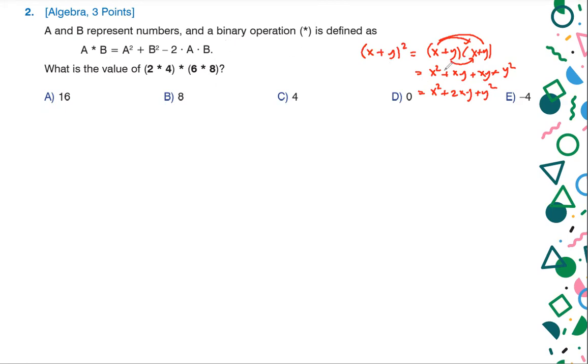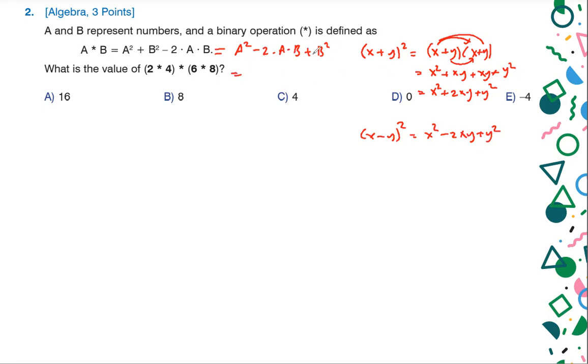You don't need to know this in order to solve this problem, but it makes things a bit faster if you do, because this can be written as a squared minus 2 times a times b plus b squared. And if this was x minus y to the second power, that would be x squared minus 2xy plus y squared. So that is the same reasoning.